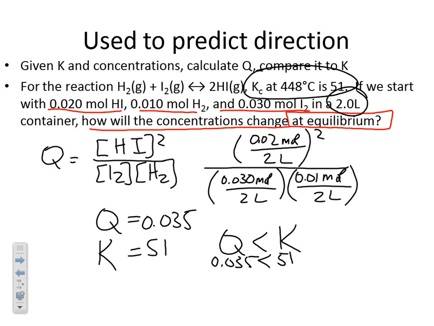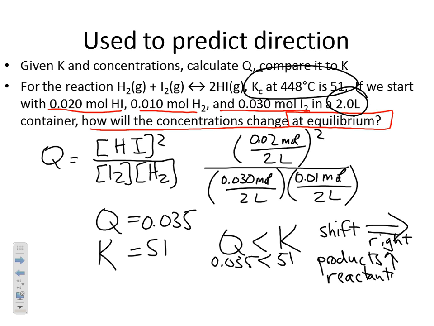So what direction does the reaction have to shift in order to get to equilibrium? Well, we want to get Q equal to K, so we need to make Q larger. Q is products over reactants just like K. So in order to make Q larger, we need to shift right in order to get to equilibrium. So our products are going to go up and our reactants are going to go down in order to do that.